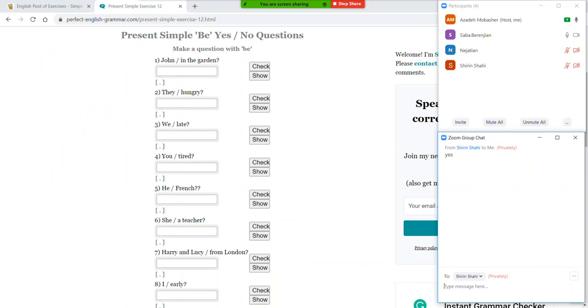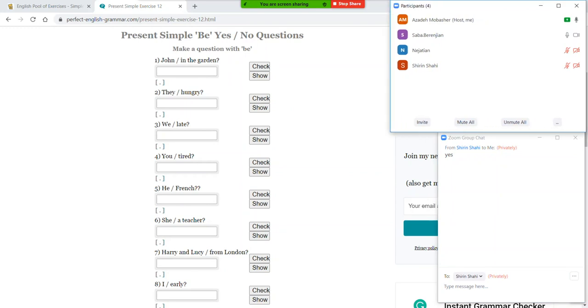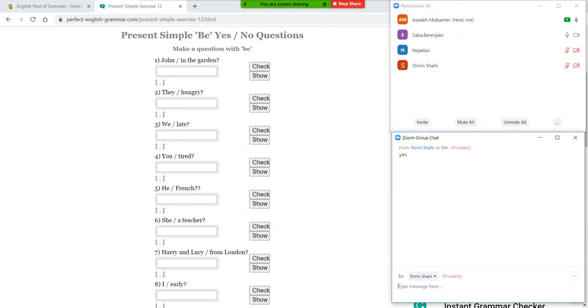Yes. Okay, good. Simple present, yes/no questions. The verb is be, to be verbs. Would you please start with the first one? Yes, number one. Is John in the garden? Number two. Are they hungry? Number three. Are we late? Number four. Are you tired? Number five. Is he French? Number six. Is she a teacher? Yes. Number seven. Is Harry and Lucy from London?